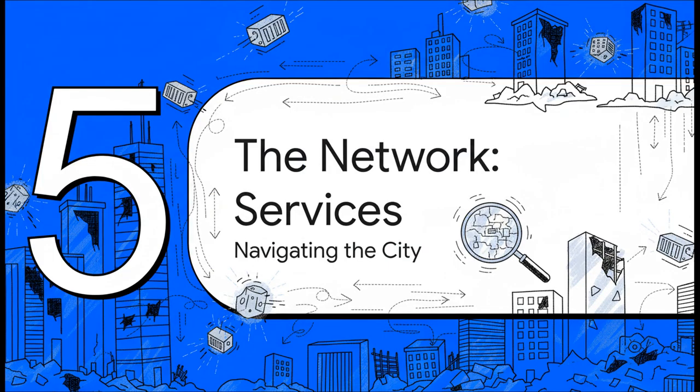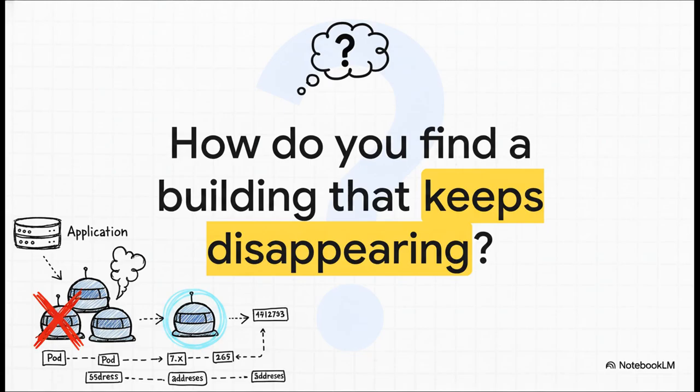But wait a second. If the buildings in our city are designed to be torn down and rebuilt constantly, that creates a pretty big problem, right? How do you find anything? How do you send mail to an address that might not exist in 5 minutes? Let's get specific. Every single time a new pod is created to replace an old one, it gets a brand new unique IP address. That's its digital address. So if you have one part of your application trying to talk to another part, like a database, and that database pod suddenly dies, its replacement is going to have a totally different address. How is anything supposed to find it? It's a huge logistical nightmare.